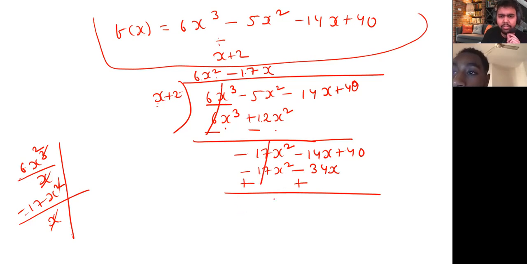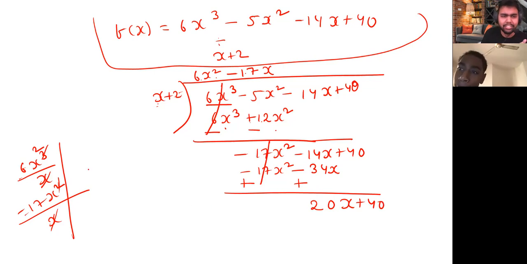It will cancel. And now we have plus 34 and minus 14, so 20x will come. This is plus. So now is it clear? Yes. And the rest of the thing I'm going to write here.